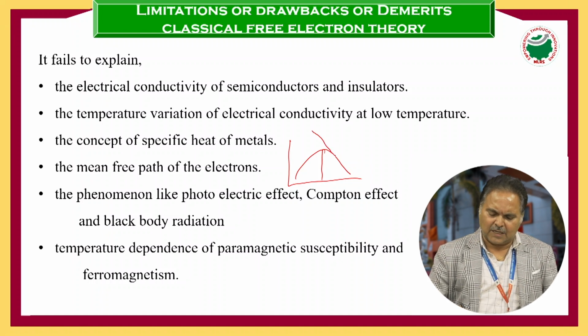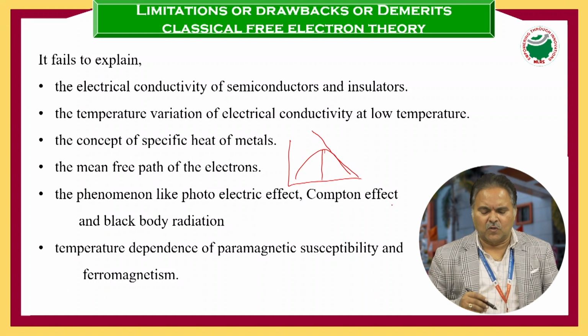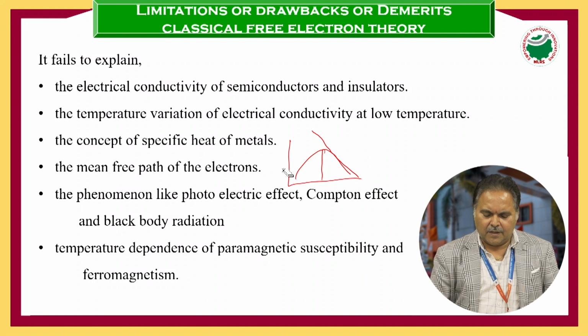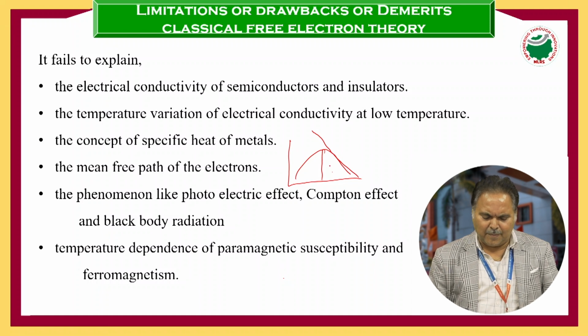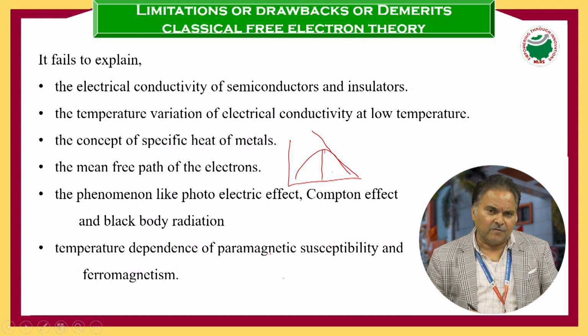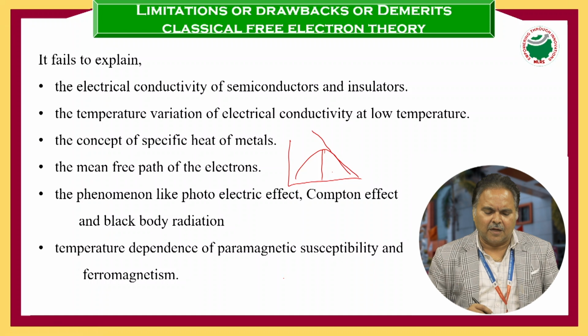So here classical free electron theory will show like this. That is the black body radiation case. Okay. Then there is the temperature dependence of paramagnetism. If it is paramagnetic or ferromagnetic, these types of properties we cannot explain according to free electron theory. So these are the drawbacks of free electron theory.